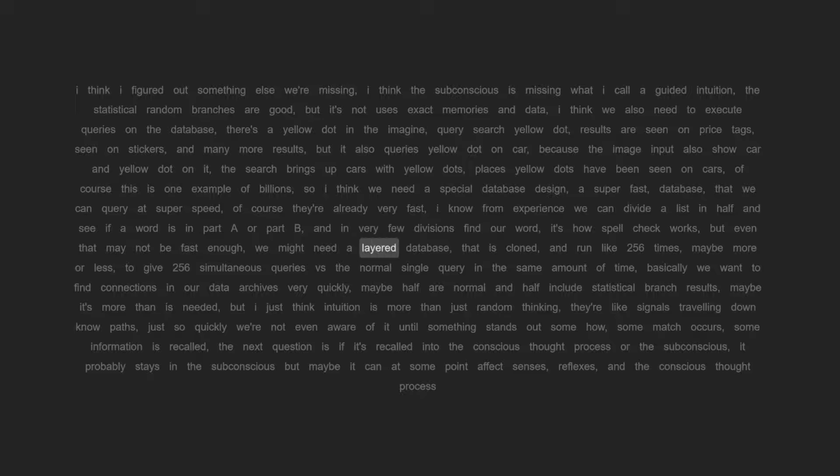We might need a layered database that is cloned and run like 256 times, maybe more or less, to give 256 simultaneous queries versus the normal single query in the same amount of time. Basically we want to find connections in our data archives very quickly, maybe half are normal and half include statistical branch results. Maybe it's more than is needed, but I just think intuition is more than just random thinking.